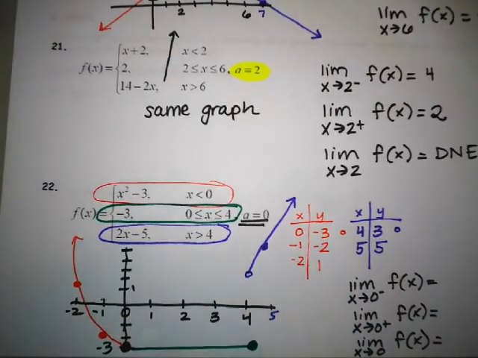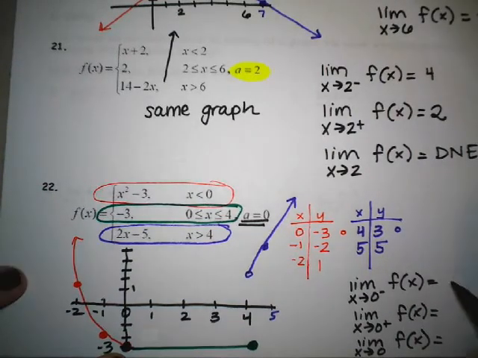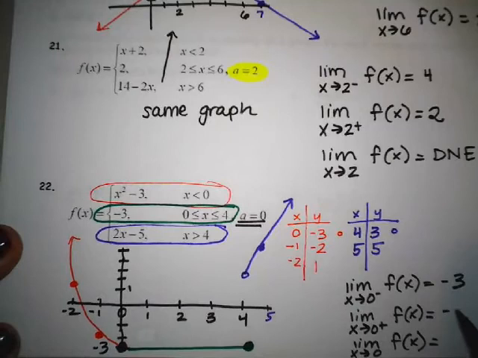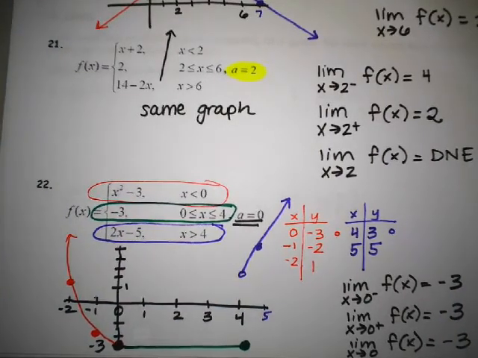So let's look at our graph and see what happens. As x approaches 0 from the left side, we're down at -3. As x approaches 0, coming from the right side, we're also down at -3. And then hopefully we know that if the left-hand limit and the right-hand limit are the same exact number, then that is the answer to the actual limit.